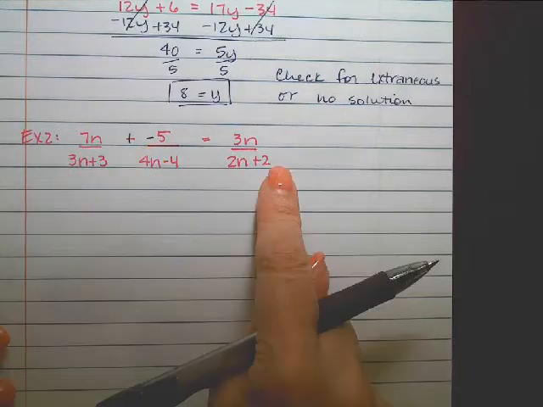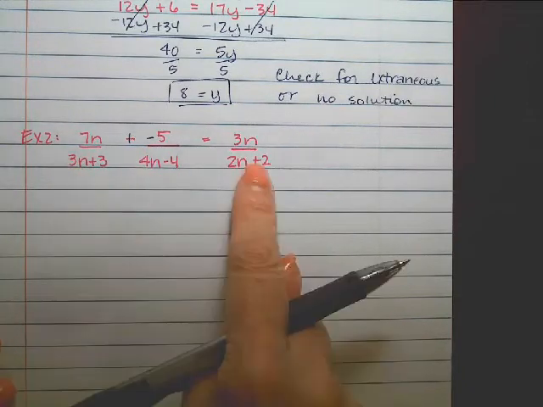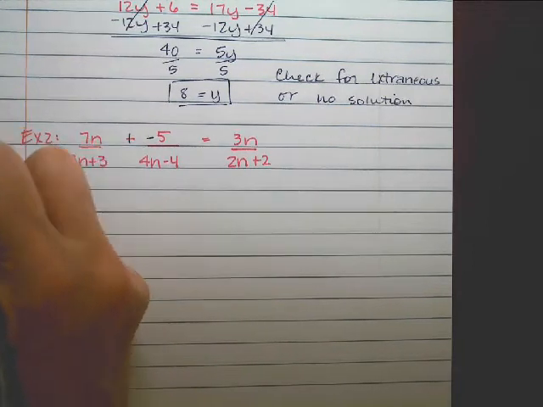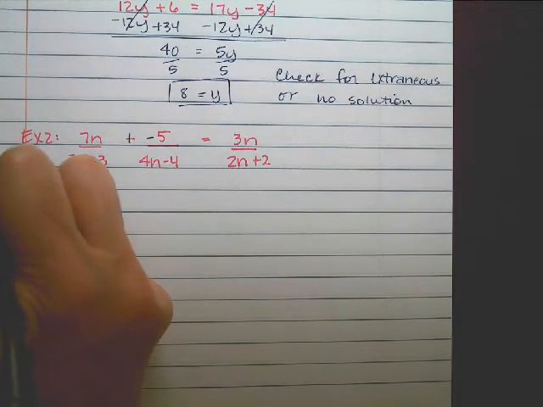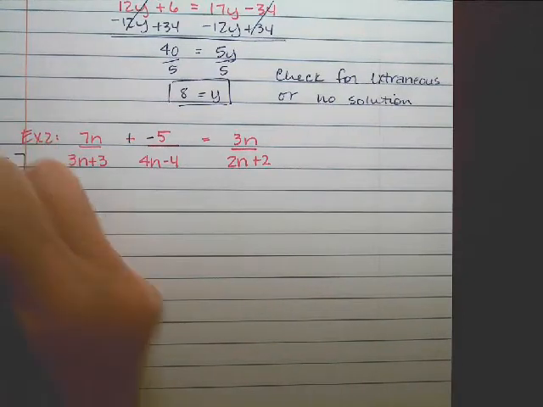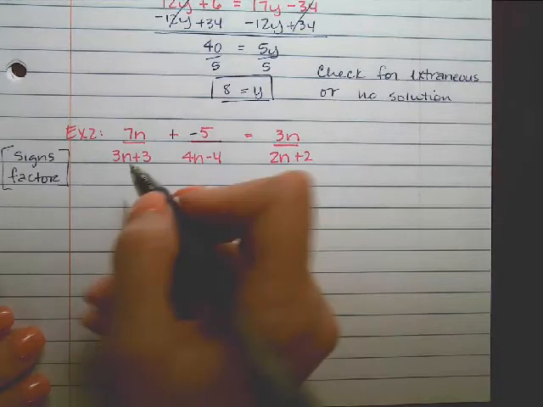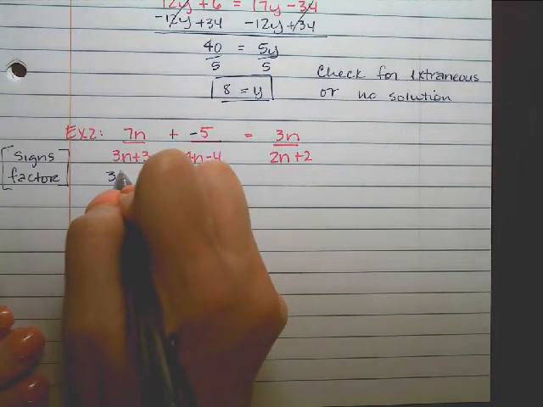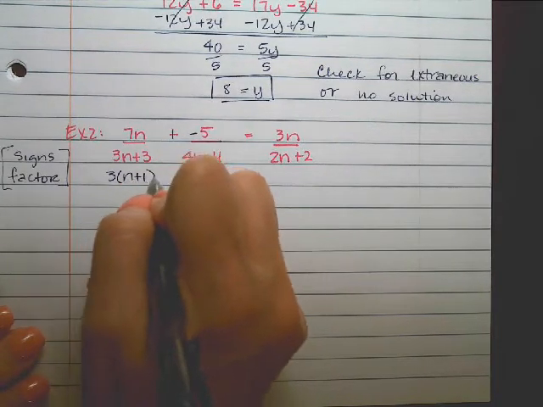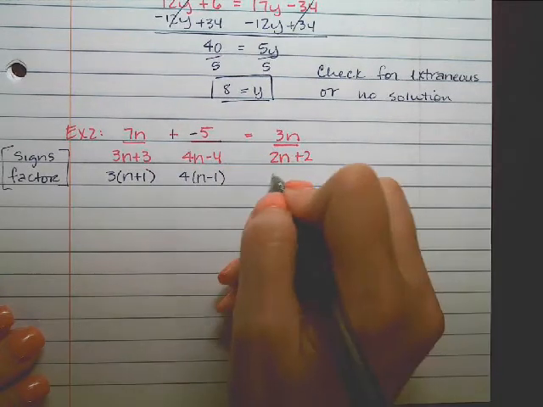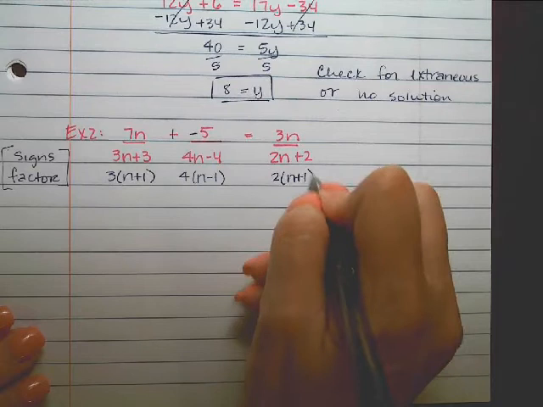Then we're also going to factor ahead of time. On this one, we're looking at signs and factor first. Oh, it's over there, you can't see it. There we go. So this becomes 3, pull out a 3, you have n plus 1. Pull out a 4, n minus 1. And then pull out a 2, you have n plus 1.